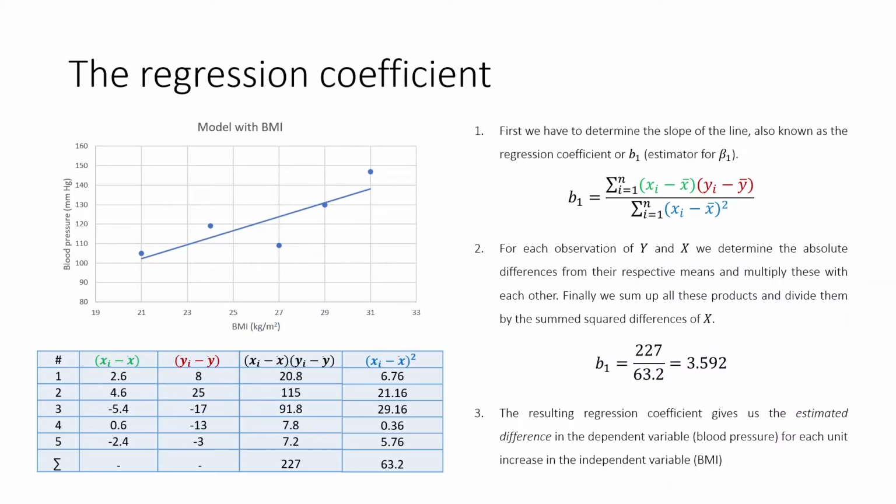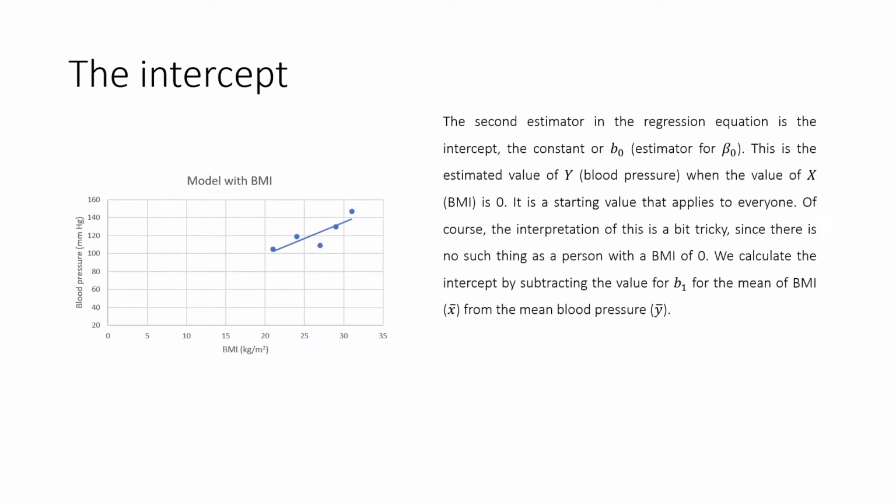And there we have the line. Of course, now we have only got the slope, but we also had some other parameter in that regression equation we saw earlier. So let's follow up with that part of the equation, which is what we call the intercept. The intercept is somewhat of an interesting value. It's the beginning of the regression equation, so to speak. It is the estimated value for the y, for the dependent variable, in this case blood pressure, when the value of x, the independent variable, BMI, is 0.